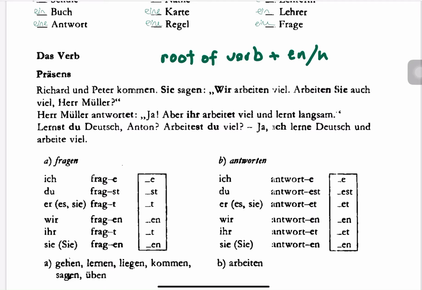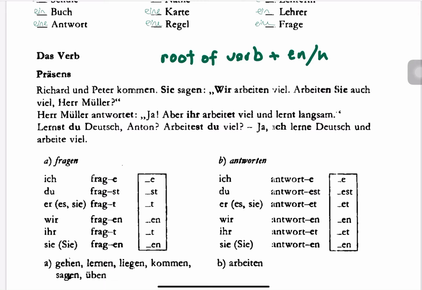For example, Richard und Peter kommen. Richard and Peter come. Sie sagen. You say or they say. Wir arbeiten viel. We work a lot. Arbeiten Sie auch viel? Do you work a lot? Herr Müller? Mr. Müller? Herr Müller antwortet. Herr Müller answers.